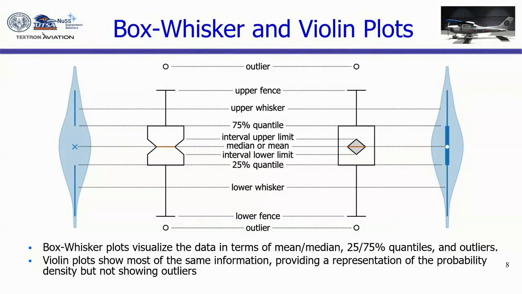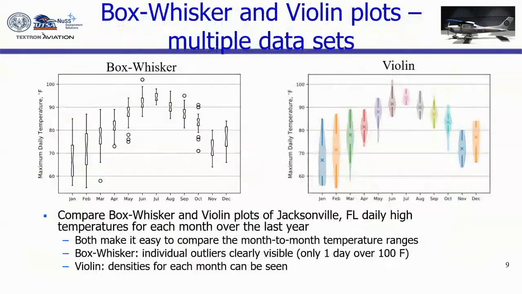The violin plots have a representation of the PDF. It's symmetric. It's the same on each side, but that gives you an idea of what the PDF of the data look like, which you can't get from the box whisker plots. So these are sort of boiled down, but they're nice for when you have multiple pieces of data that you want to compare to each other.